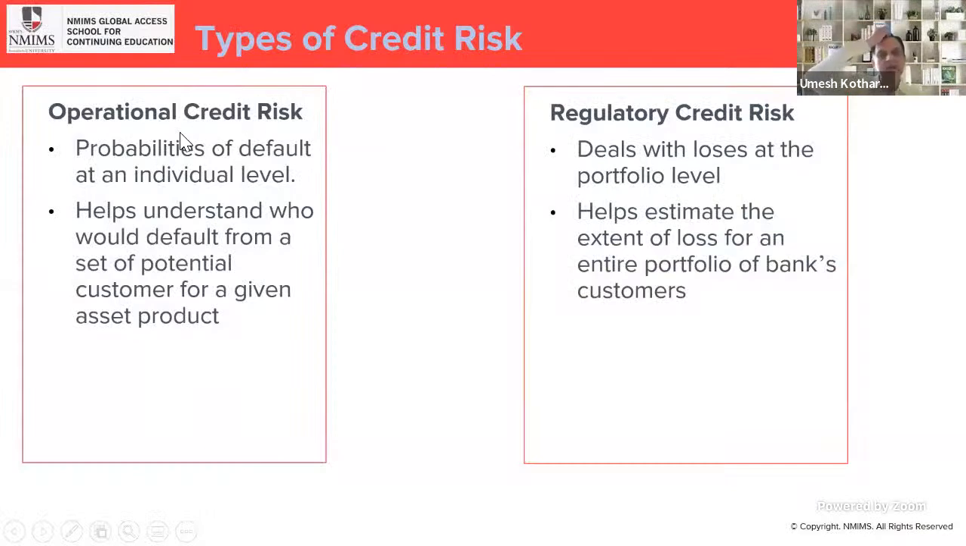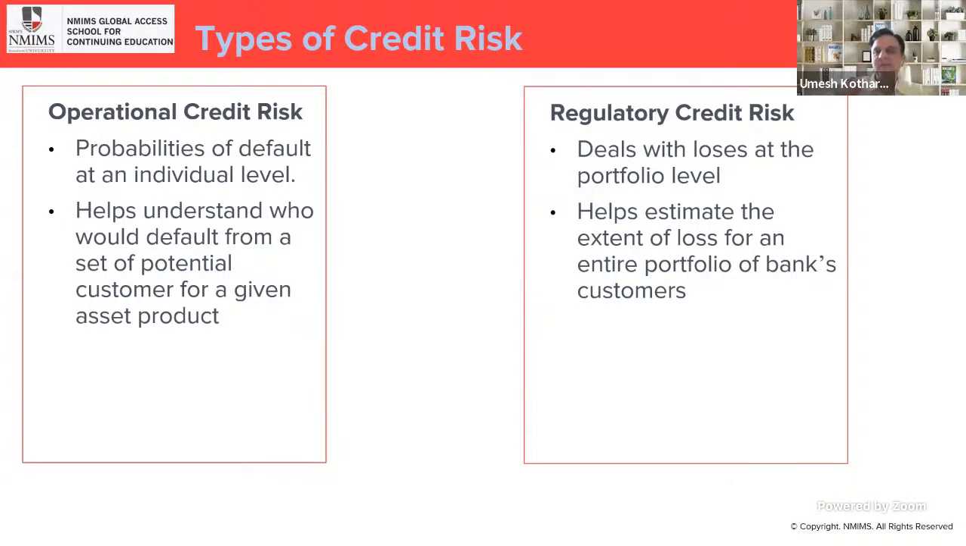Just one piece, and then we'll do a quick break before we come back. Now, types of credit risk. There are two broad kinds of credit risks here, guys. Operational credit risk and regulatory credit risk. So we are dissecting the credit risk a little bit more. What do we understand by operational credit risk? Operational credit risk operates at the individual customer level, whereas regulatory credit risk operates at the portfolio level. Okay, at the portfolio of, say, credit cards or loans or whatever you're looking at.